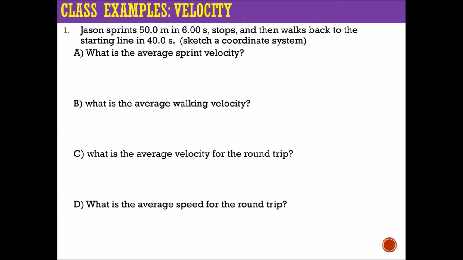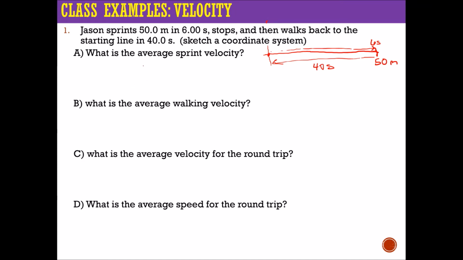Sketch a coordinate system. So I don't need to draw a full y-axis because Jason is moving horizontally. So this is my x-axis. This is the origin, or 0 meters. And over here I have a point marking 50 meters. So he sprints 50 meters in 6 seconds, and then he stops. So here he goes 50 meters over the course of 6 seconds. And then he stops and he walks back to the starting line in 40 seconds.